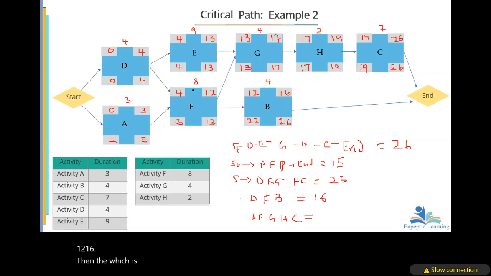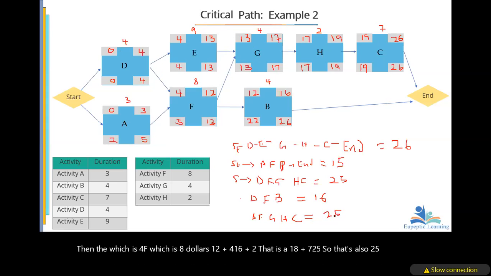8, that is 12. Plus 4, 16, plus 2, that is 18. Plus 7, that is what? 25. So that's also 25, right? Yeah, that's right. That's also 25.